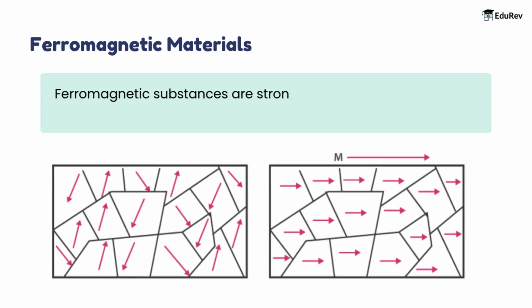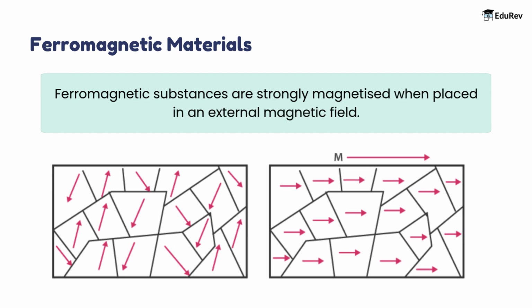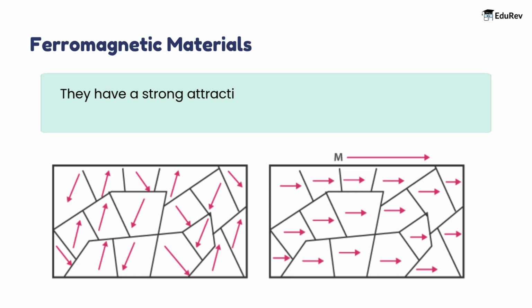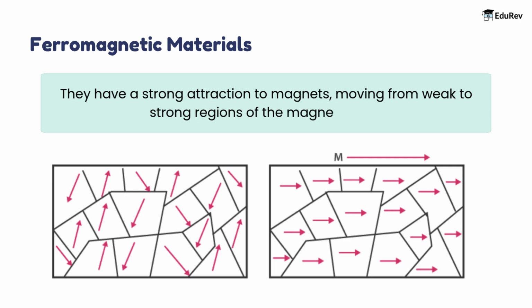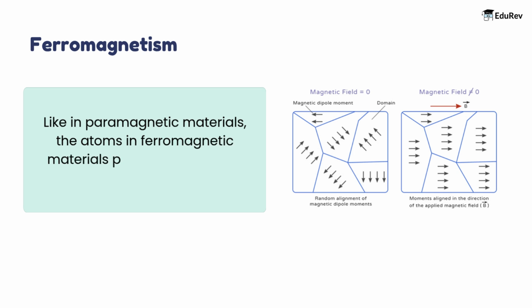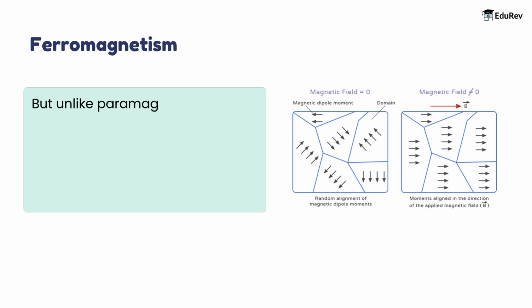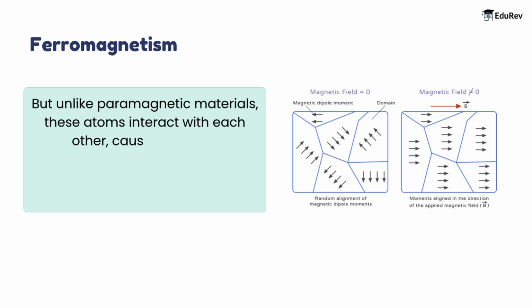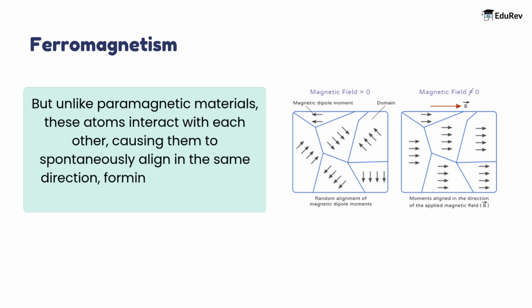Ferromagnetic substances are strongly magnetized when placed in an external magnetic field. They have a strong attraction to magnets, moving from weak to strong regions of the magnetic field. Like in paramagnetic materials, the atoms in ferromagnetic materials possess a magnetic dipole moment.